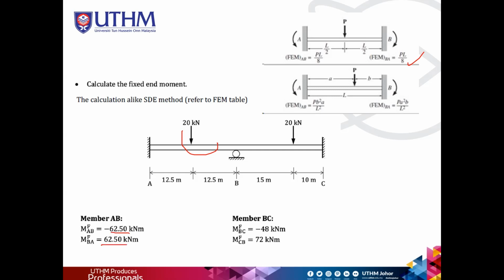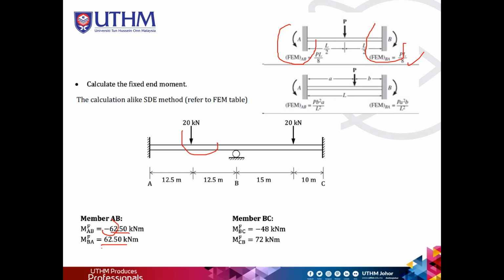Okay, why do we have two different values, negative and positive? This one refers to the directions of the FEM. This one is counterclockwise. That's why the value for MAB is negative. And this one is clockwise. So that's why MBA is positive. For every member, we will have two values of FEM.